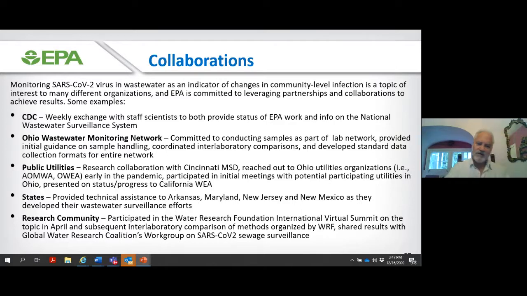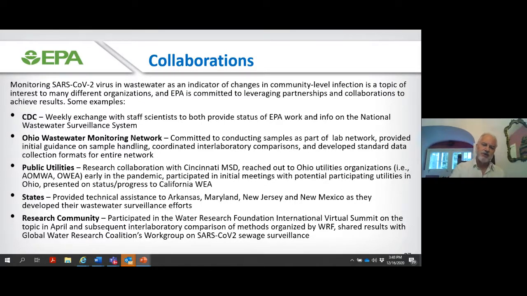And then we've also worked with different states as they brought on programs. Arkansas, Maryland, New Jersey, and New Mexico have all reached out to us relatively recently as they develop plans. And all of those states, instead of the community-level work that I talked about today in Ohio at the sewer shed level, are focused more on congregate housing settings. Maybe it's nursing homes, but also a lot of work going on in correctional institutes, as well as the universities that I mentioned.